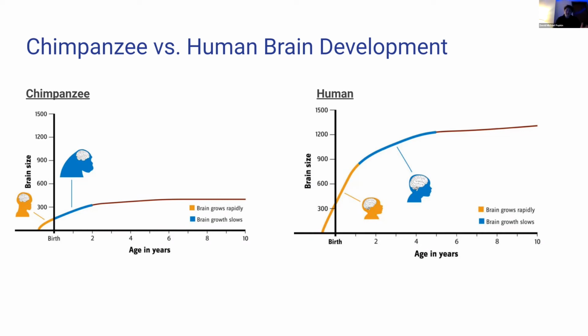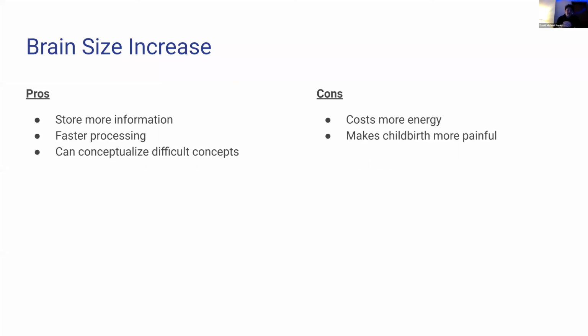Now, you may think a bigger brain is always better, but there are a lot of pros, and there are also some cons, and we're going to get into that on this slide. So some of the pros, let's get into the fun stuff. We can obviously store more information because we have more neural networks. We're able to process more because we have more neurons, and we can conceptualize difficult concepts due to the parts of our brain that have evolved and expanded over time.